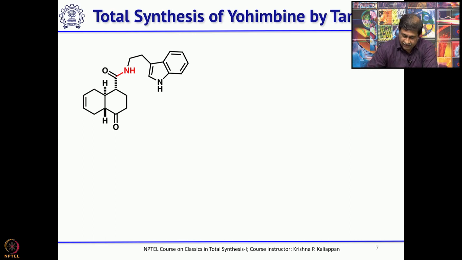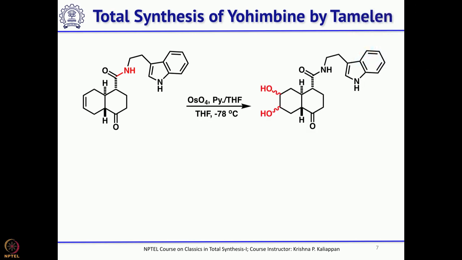Once you see this, the next step is to cleave this double bond. Once you cleave this double bond, you get a dialdehyde. This was done in a two-step protocol. First, you carry out the dihydroxylation to get the diol, and then you reduce this ketone. You reduce this ketone under hydrogenation conditions. That is a little bit tricky.